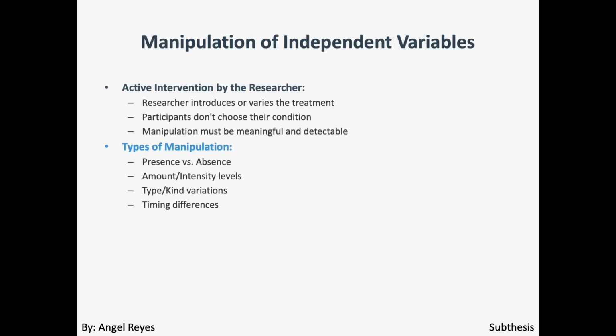The manipulation component deserves special attention because it's what distinguishes experiments from other research designs. When we manipulate variables, we can vary presence versus absence, treatment versus no treatment, amount or intensity, low versus high dose, type or kind, method A versus method B, or timing, before versus during versus after. The key is that participants don't choose their condition. The researcher assigns them. This eliminates self-selection bias that could confound our results.